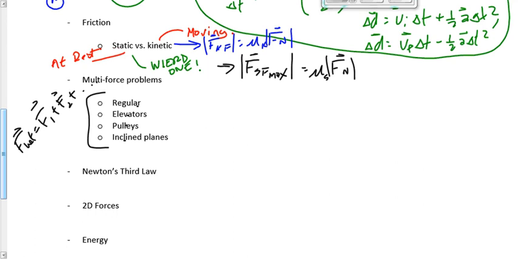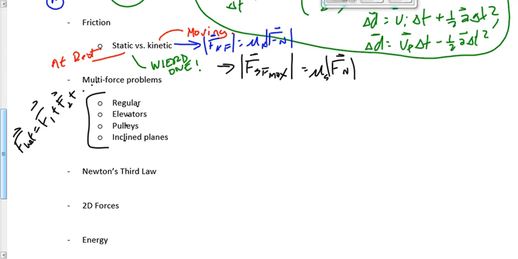4 on your exam. It's either an elevator problem or a pulley problem or an inclined plane problem or just a regular F net is equal to the sum of the forces problem or some kind of combination of those as question number 4 on your final exam. All right, so what do we mean by a regular problem?